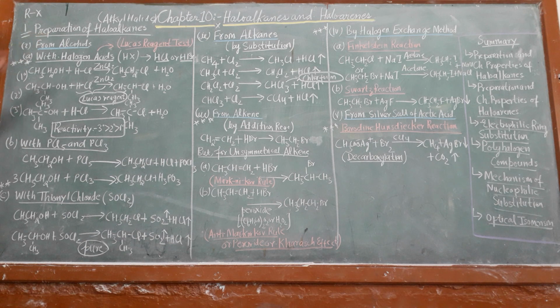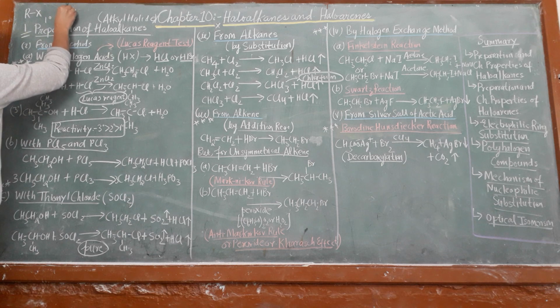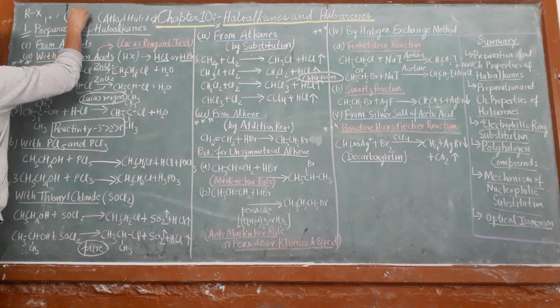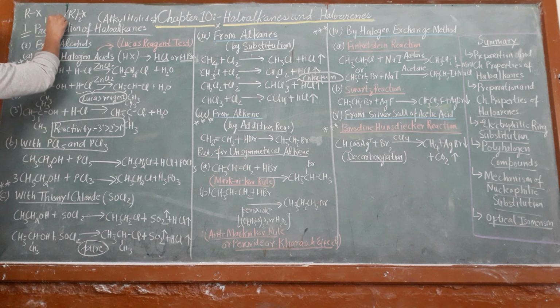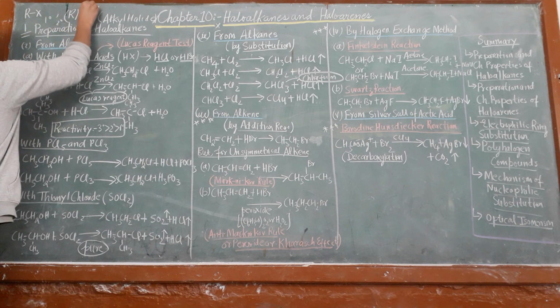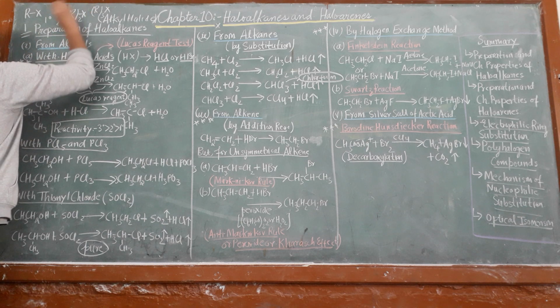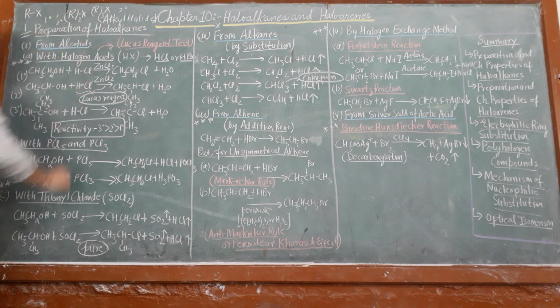Now, within haloalkanes, the types are primary, secondary, and tertiary. Whenever you see a structure of the form RX, where you can see only one R, it is called a 1 degree alkyl halide, that is, a primary alkyl halide. If you see the structure R2X, it is called secondary. And R3X is called a tertiary alkyl halide.